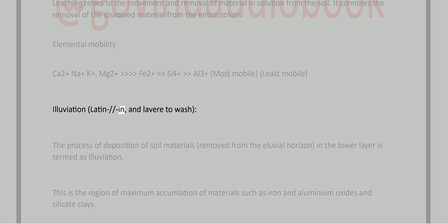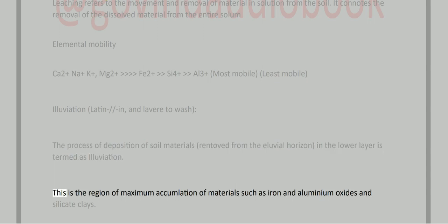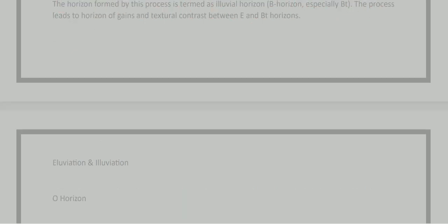Illuviation, Latin in, and lavare, to wash. The process of deposition of soil materials, removed from the eluvial horizon, in the lower layer is termed as illuviation. This is the region of maximum accumulation of materials such as iron and aluminium oxides and silicate clays. The horizon formed by this process is termed as illuvial horizon, B horizon, especially Bt. The process leads to a horizon of gains and textural contrast between E and Bt horizons.